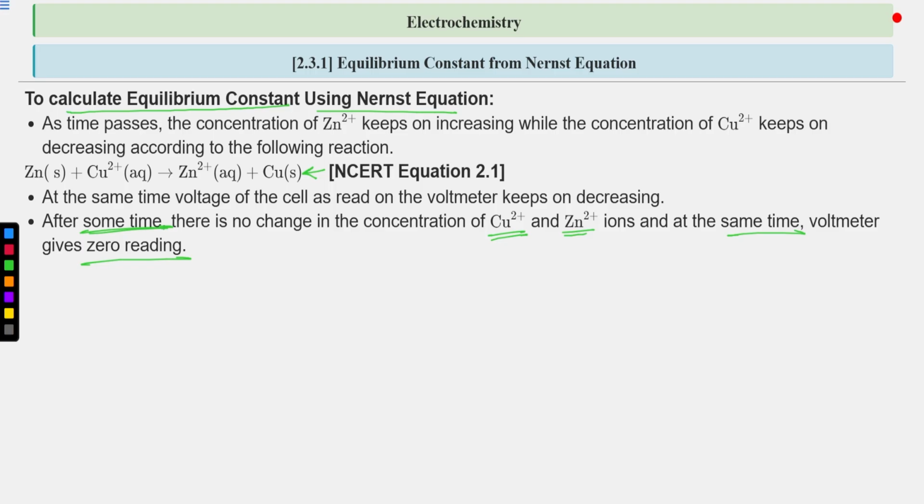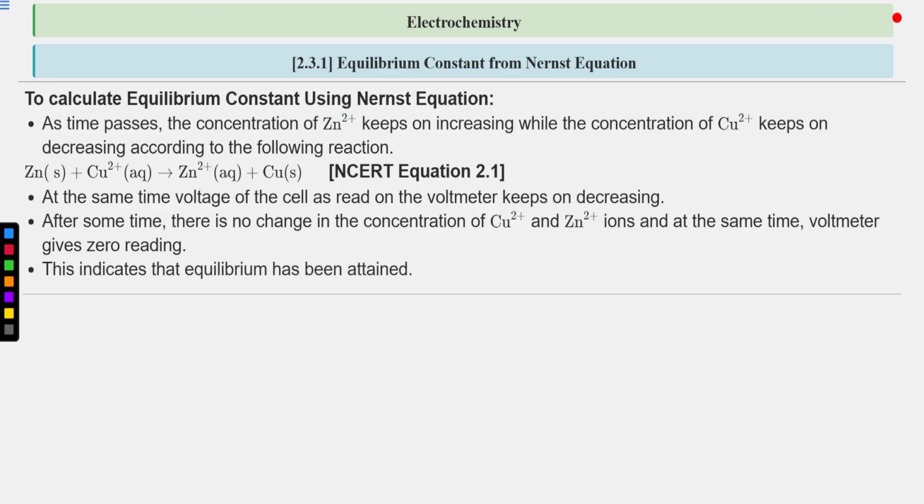The change in concentration of copper 2 plus and zinc 2 plus will stop. There will be no change. And at the same time, the voltmeter gives 0 reading. That means 0 volt will be the reading you can see in the voltmeter. This indicates that equilibrium has been attained. At this condition where the voltmeter gives 0 reading, there is no concentration change of the two ions of the electrodes taking place in the cell. That means we have attained the equilibrium.